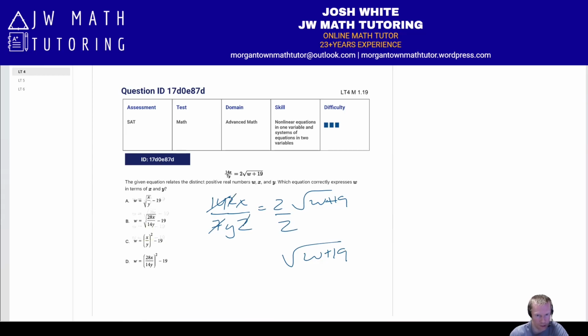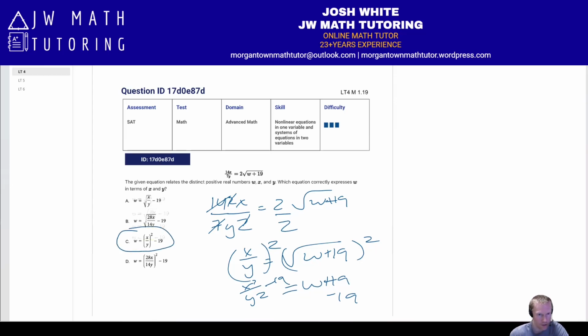Notice here 2 over 2 just cancels. So you get x over y equals this. Then I would square both sides. And we get w plus 19 equals x squared over y squared, and then I would subtract 19. So the correct answer is going to be x squared over y squared minus 19. Technically in choice C, they have it written in parentheses, quantity x over y, squared, but that's the same thing, you can just rewrite it that way as well. So the correct answer is letter C.